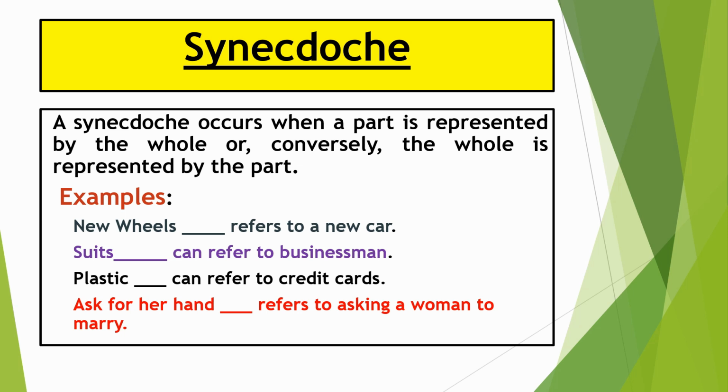Synecdoche. A synecdoche occurs when a part is represented by the whole, or conversely the whole is represented by the part. For example, we say "new wheels" in order to refer to a new car, or we say "plastic" in order to refer to credit cards. So likewise, we can use different words in order to refer to one thing that stands for something else, one part that stands for the whole, like "ask for her hand" refers to asking a woman to marry.